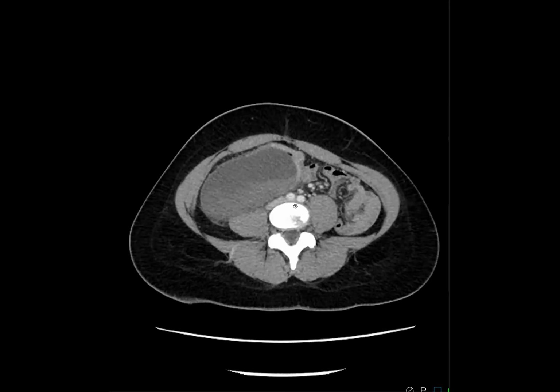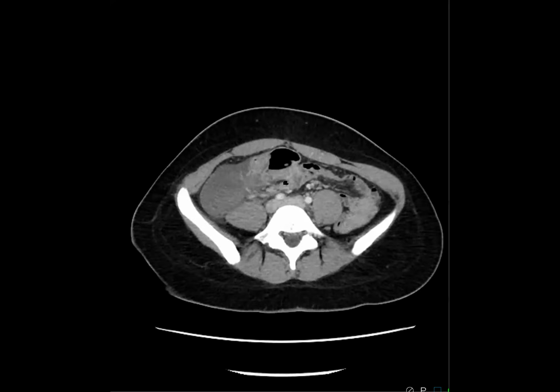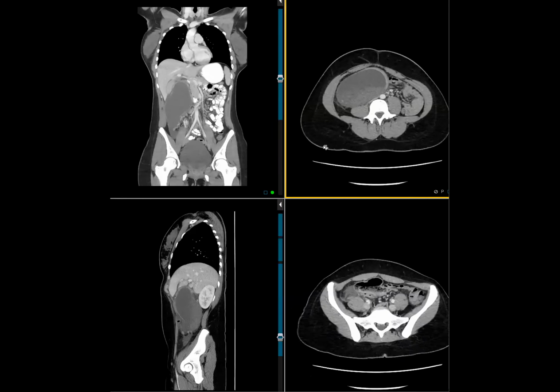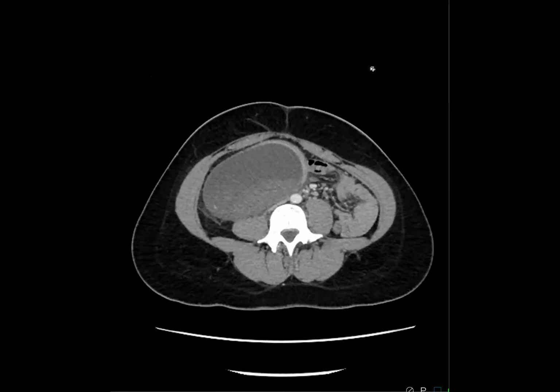And there was no malignant cell on cytology analysis. So yeah, a big 18 centimeter, wow, it's a huge cyst, and it's rare.